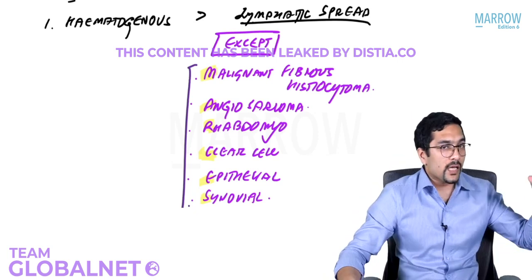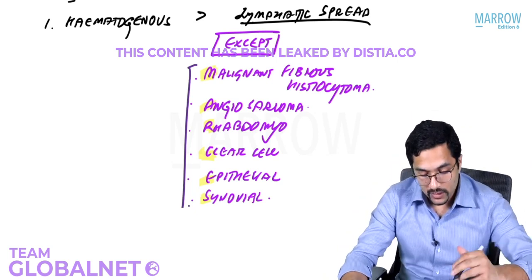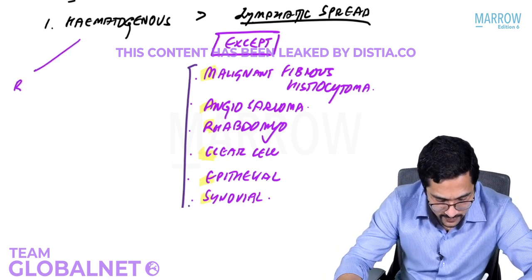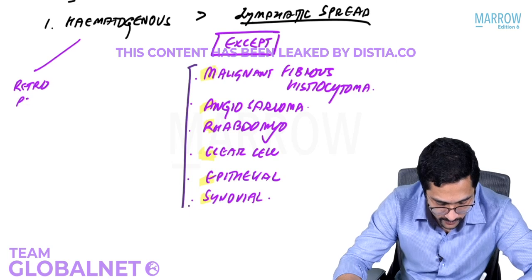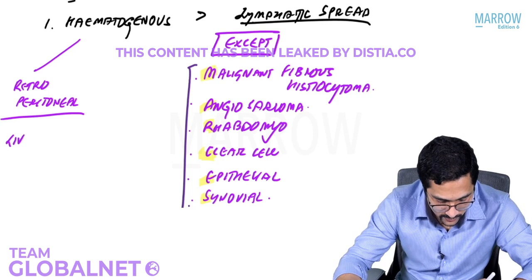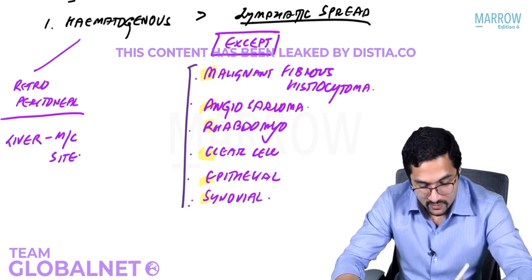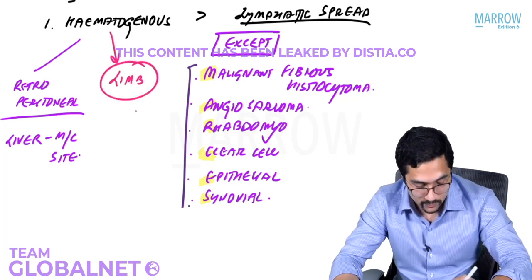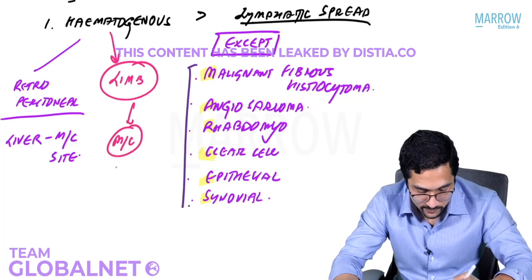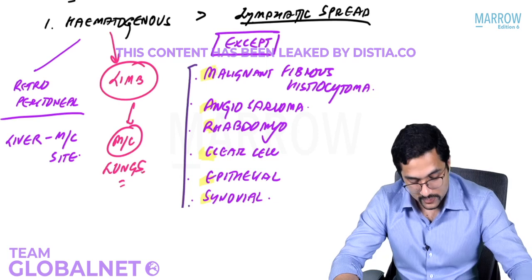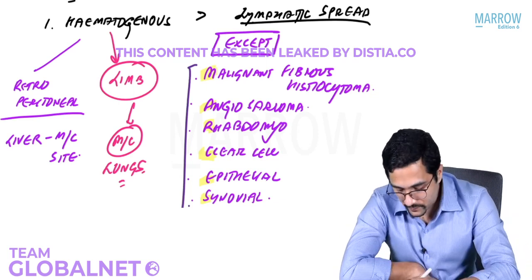Otherwise, the majority of sarcomas spread via the hematogenous route. Now, with the hematogenous route, if it is a retroperitoneal sarcoma, the liver is the most common site where it goes. Whereas if it is a limb sarcoma, the most common site where hematogenous metastasis is going to go is to the lungs. So you should know about this as well.